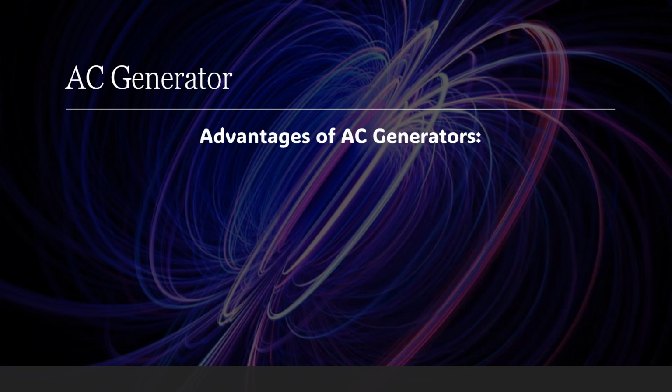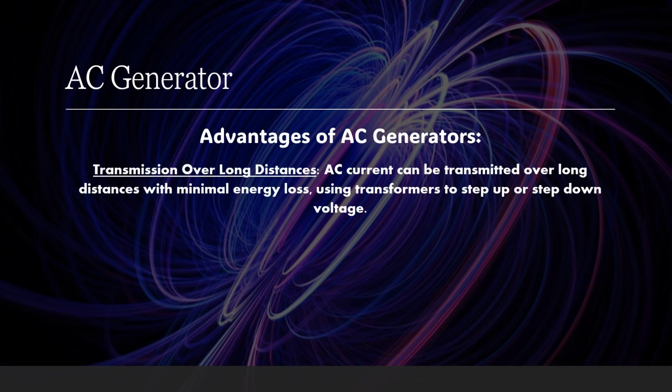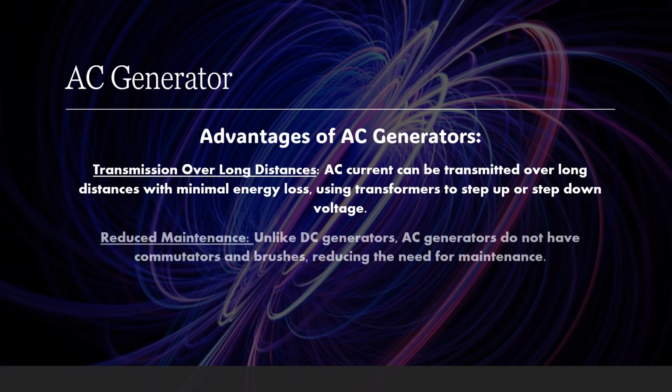So the advantages of AC generators. Transmission over long distances. AC generators can be transmitted over long distances with minimum energy loss, using transformers to step up or step down voltage. They are also reduced in maintenance, unlike DC generators. AC generators do not have commutators or brushes, reducing the need for maintenance.